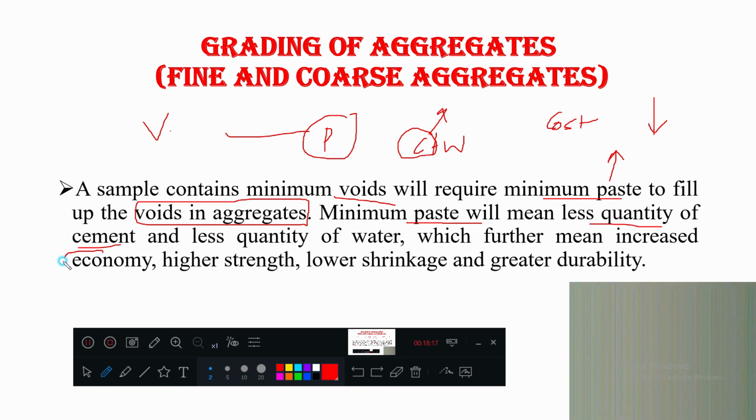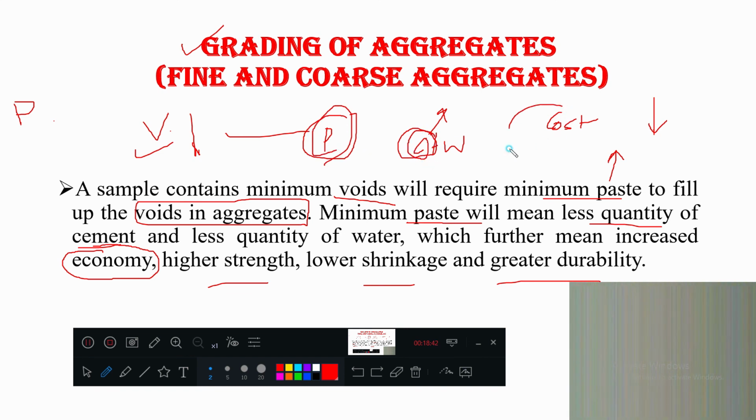So what will you get? You will get economy, higher strength, lower shrinkage, greater durability. These are the advantages of having well graded aggregate. Voids are less, all size particles are present, so the paste is less, cement is less, cost is reduced, hence it is economy. Apart from that, naturally strength is higher, lower shrinkage, greater durability.